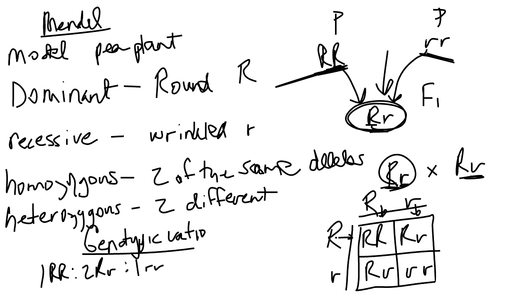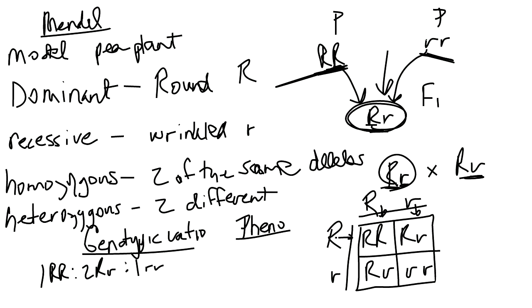Now, what if we look at the phenotypic ratio? So the genotypic ratio is what the gene instructions are for, right? Actually at the gene level. So we're using letters like R to represent a form of the gene, right? So that would represent a certain gene sequence or allele for that gene. The phenotypic ratio means what is the actual physical appearance. So in this case, does it have a round seed or does it have a wrinkled seed?